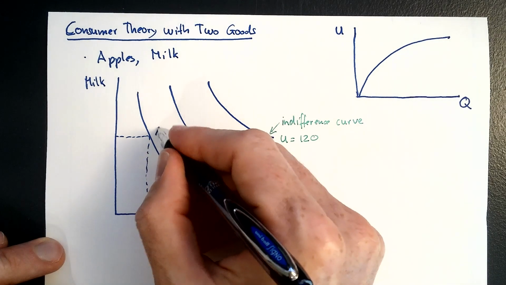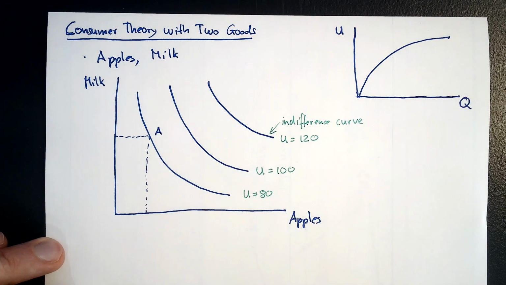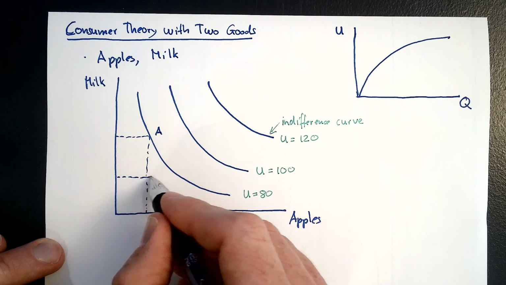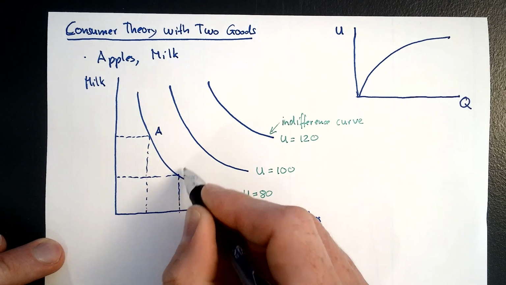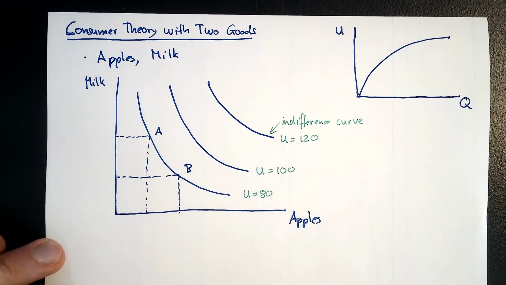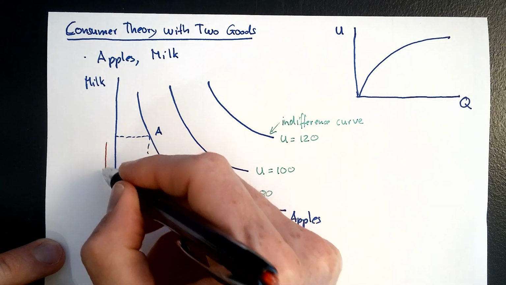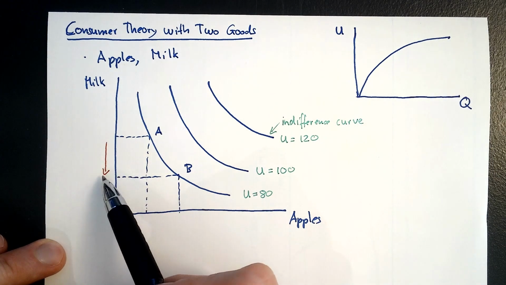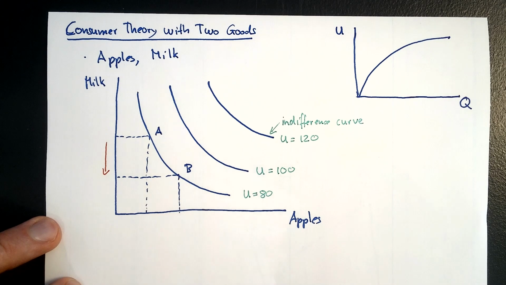So if you're thinking about point A here, that is associated with a low quantity of apples and a higher quantity of milk. And you are indifferent between consumption bundle A and consumption bundle B, where you have more apples and less milk. And it should be clear that those indifference curves are always downward sloping, because in order to stay on the same level of utility, there's a trade-off involved: if you are reducing your consumption of milk, in order to be as happy as before, you have to increase the consumption of something else.